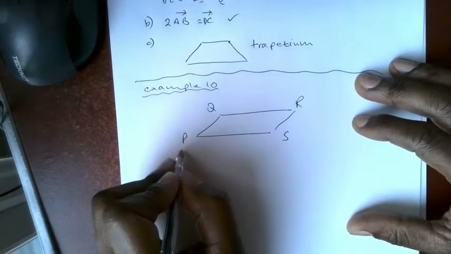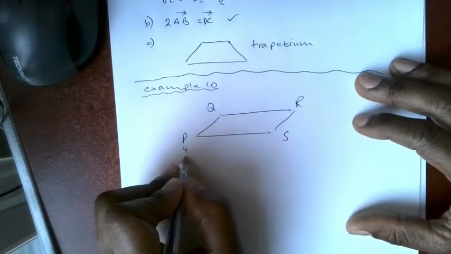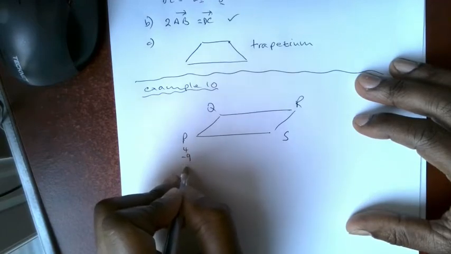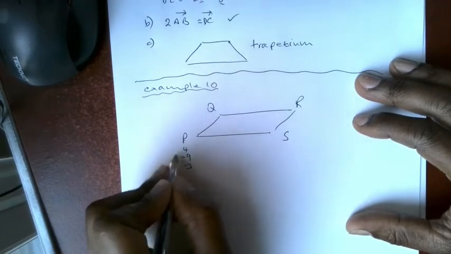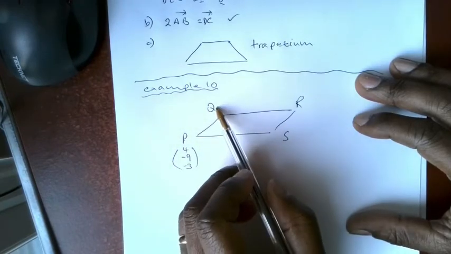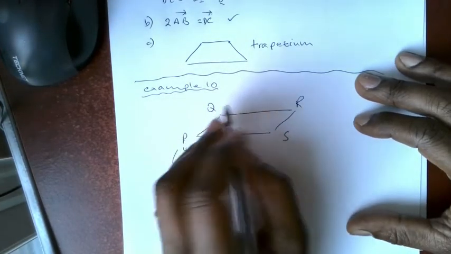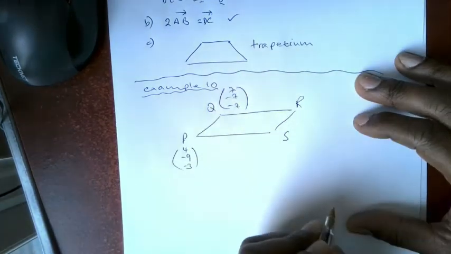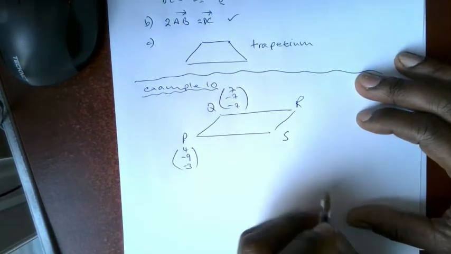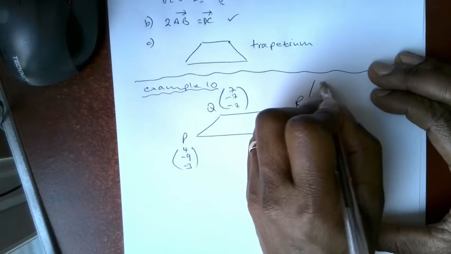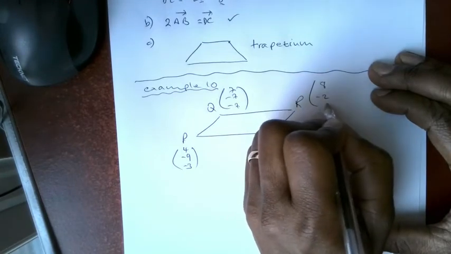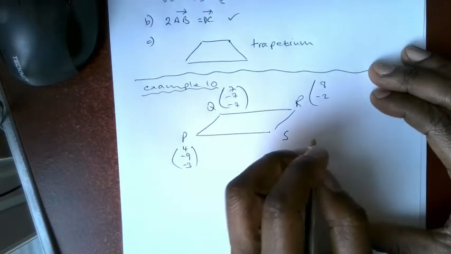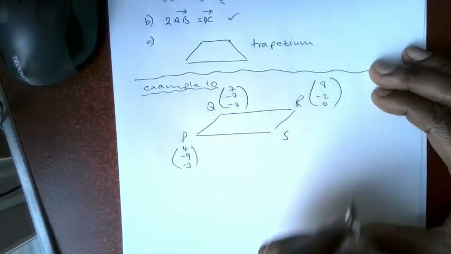So P is, I'm going to write it as a column just to save a bit of space. So P is 4, negative 9, negative 3. Okay. Q is 7, negative 7, negative 7. R is 8, negative 2, 0. I reckon it's just 0. What's the point of negative 0?